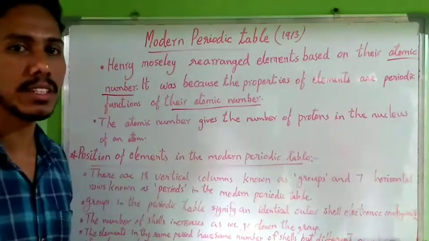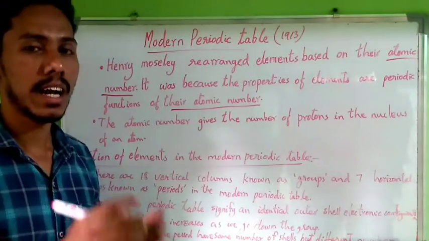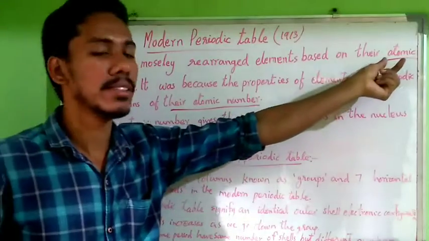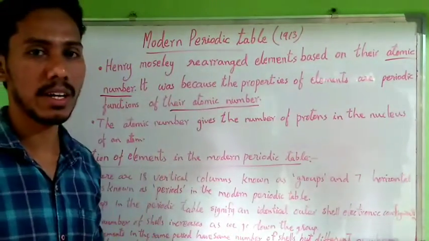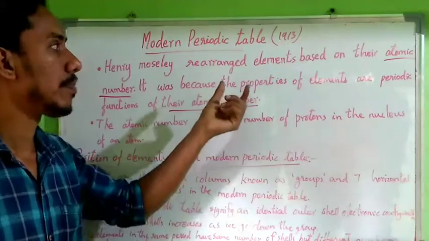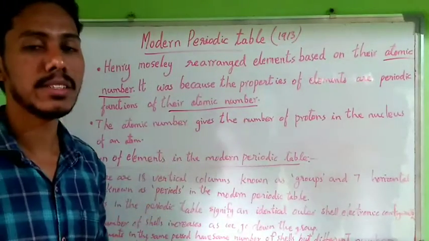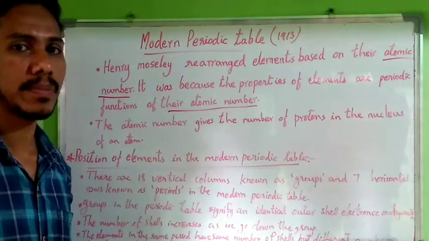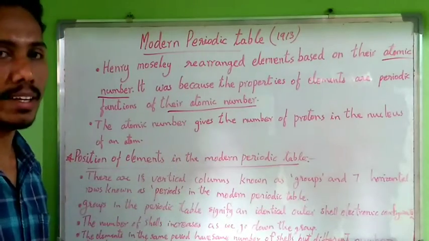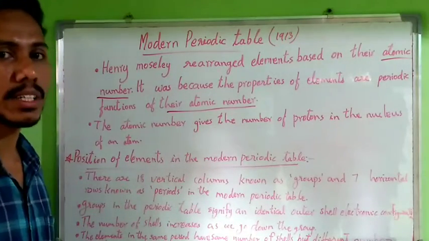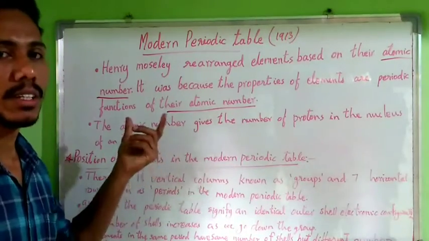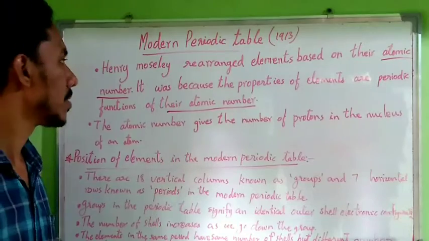In the early classification, we discussed that the arrangements were based on the atomic mass. But the modern periodic table is different because it is arranged based on the atomic number. Henry Moseley found that the properties of the elements are periodic in nature based on their atomic numbers.